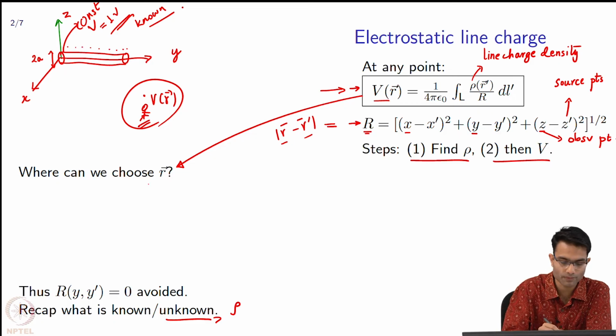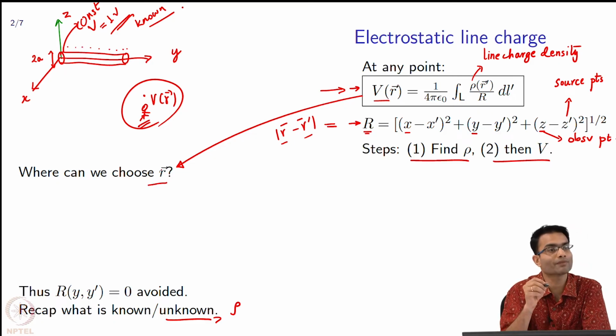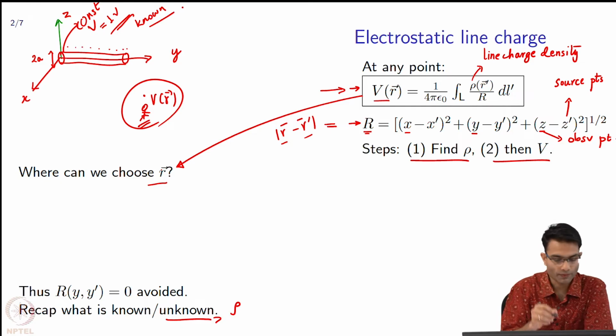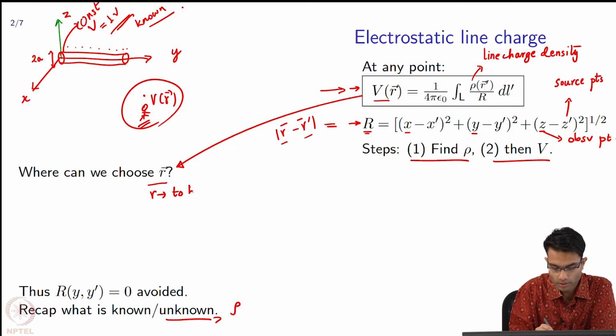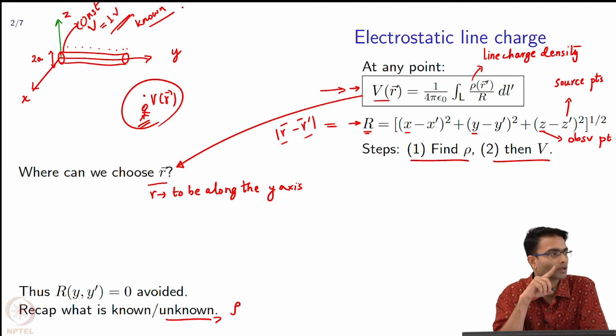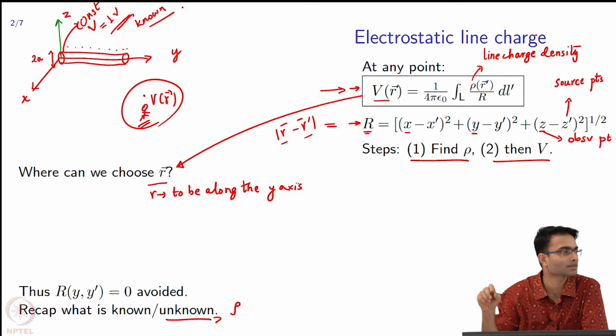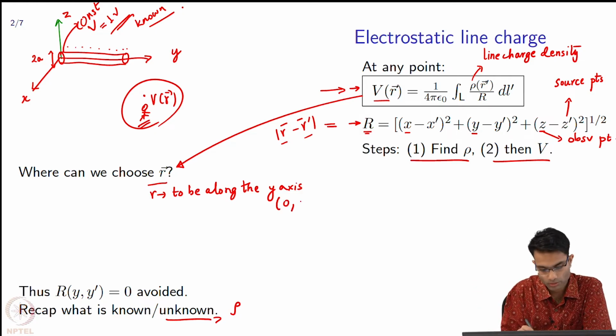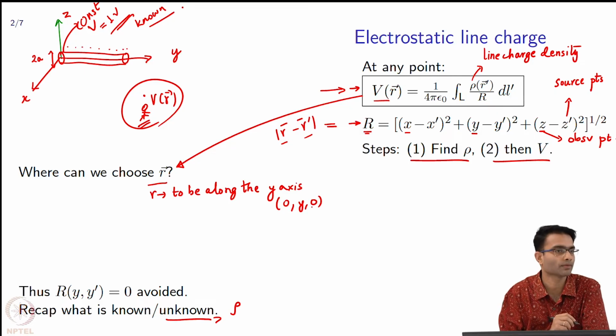So what we can do is choose this R to be at a point where I know the voltage. So if I choose this R to be along the y axis, how will I characterize any of these points? What will be the x, y, z coordinates of a point that goes along the y axis? 0, y, 0, right? For different y, and y is going to vary from 0 to L, right? So this is my R.